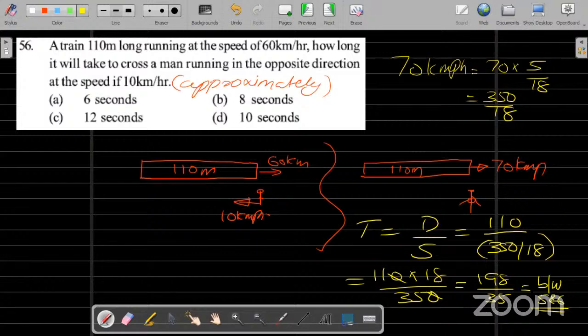It will be more than 5.5. Between 5 and 6 can be approximately 6 seconds. Okay, so the word approximately also has to be there.